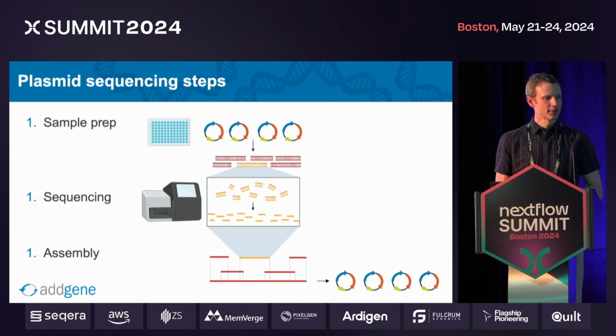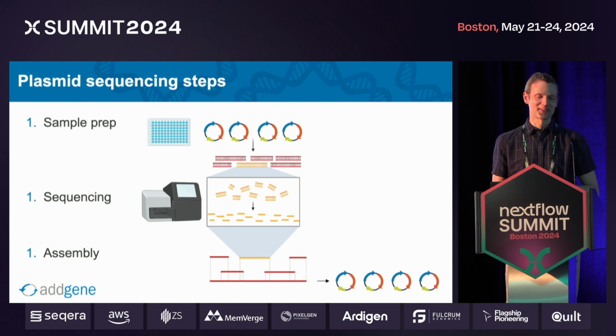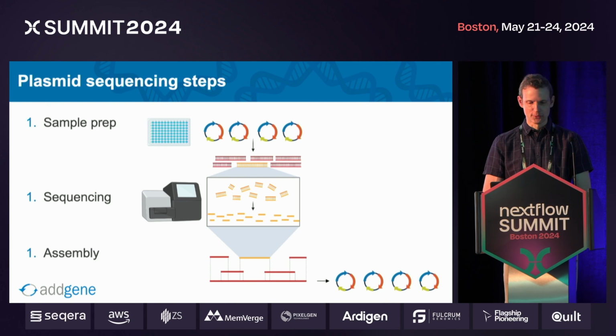So this figure here is a simple diagram of the sequencing steps that we take at Addgene. There's a lot of work that our lab-based teams do in this sample prep stage, but essentially they work in big batches. We handle at least 96 samples at a time. Again, this is just a common lab format.